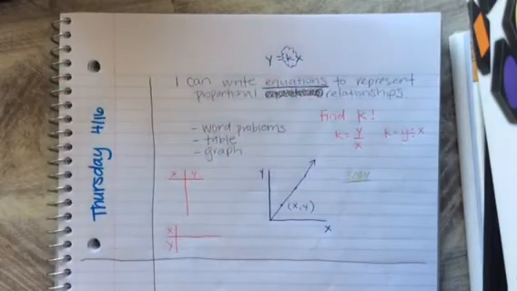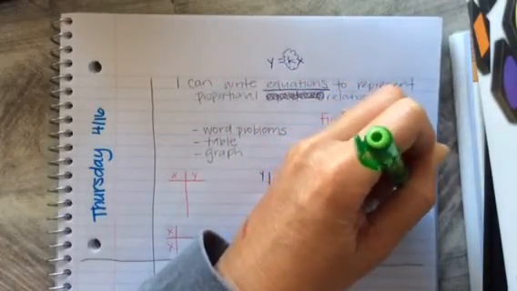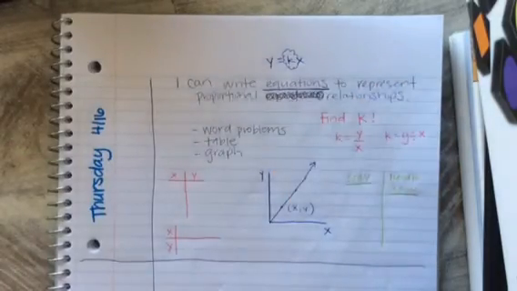So what do I know from this word problem? What does it tell me? Write down everything that it tells you, everything that you know. And then what do you need to know? What are you solving for? And that should help make things a little bit clearer.